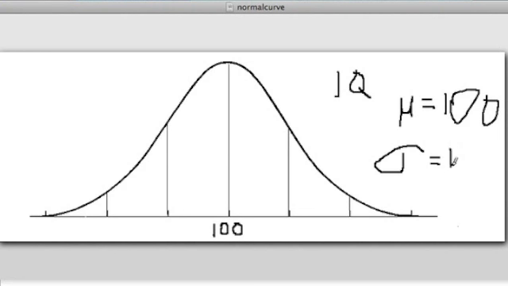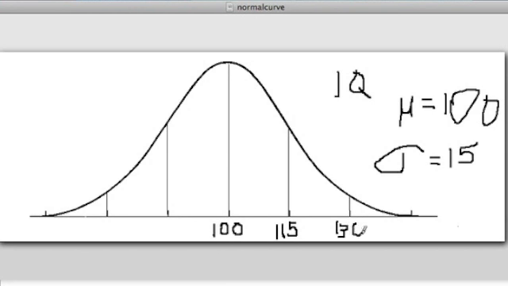Now, if you recall, this first tick mark beyond the mean was +1 standard deviation. So, what's the mean plus 1 standard deviation? 100 plus 15 is 115. Awesome. Accordingly, the next one is 130.